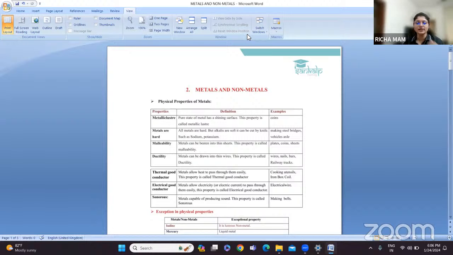So we are discussing here the important concepts from the science chapters, that is from the chemistry chapters. We have completed three chapters: chemical reactions and equations, then acids, bases and salts, then carbon and its compounds. Today we are going to start with a new topic, that is metals and non-metals. So shall we start?